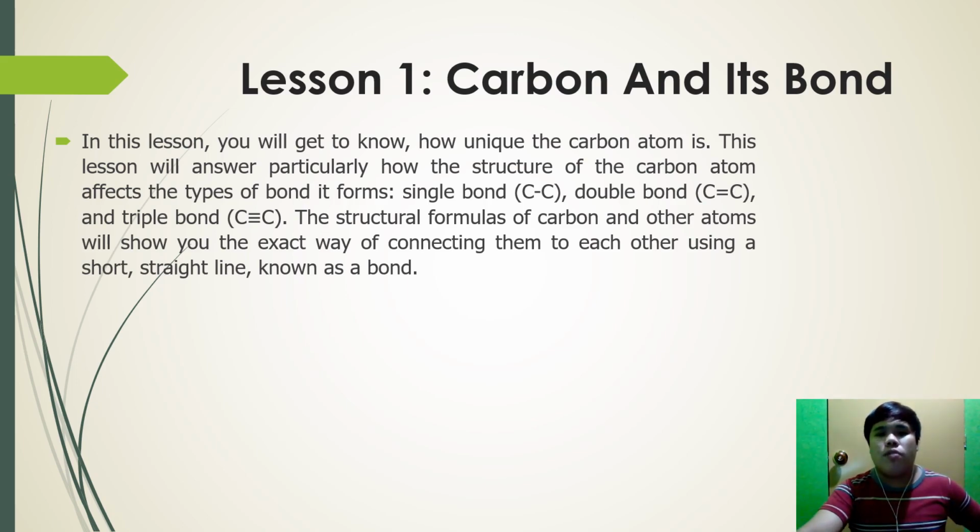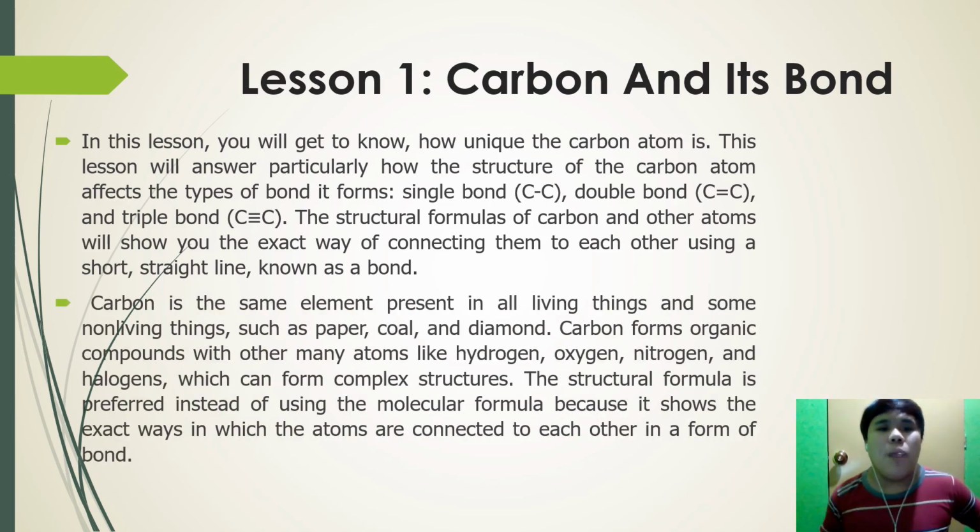The structural formulas of carbon and other atoms will show you the exact way of connecting them to each other using a short, straight line known as a bond. The different elements and carbon can share electrons with each other through this bond. Carbon is the same element present in all living things and some non-living things, such as paper, coal, and diamond. Carbon forms organic compounds with many other atoms like hydrogen. It can bond with hydrogen, oxygen, nitrogen, and the halogens.